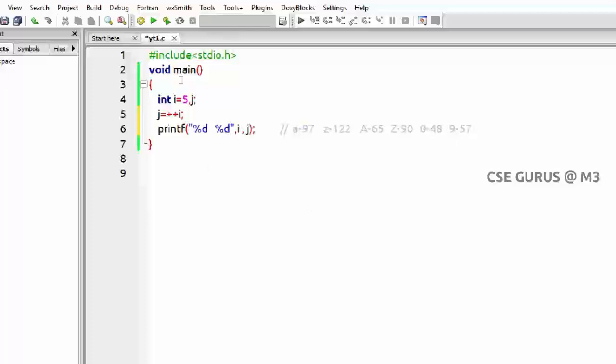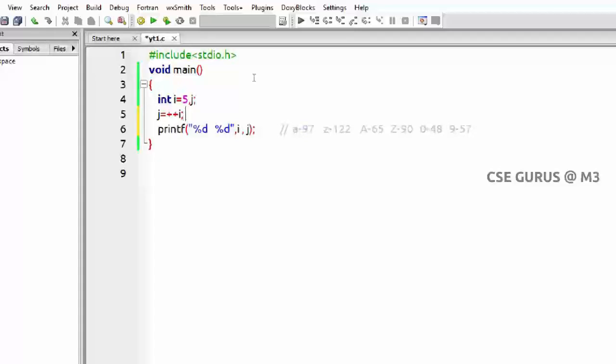What is the value? Like i equals 5. Then ++i is a pre-increment. Pre-increment means first it will increment the value. So 5 will become 6 here, right? That 6 will be assigned to j.